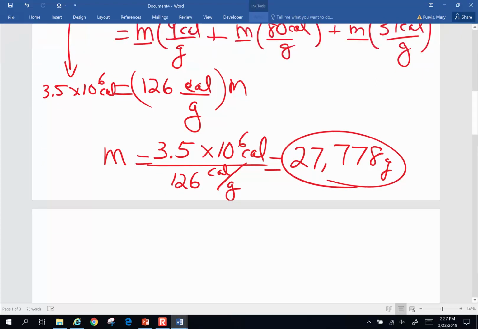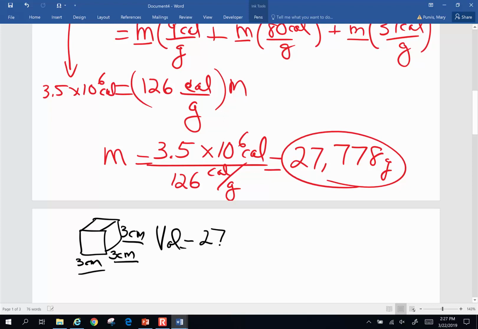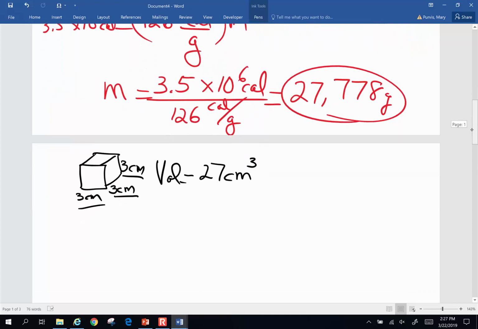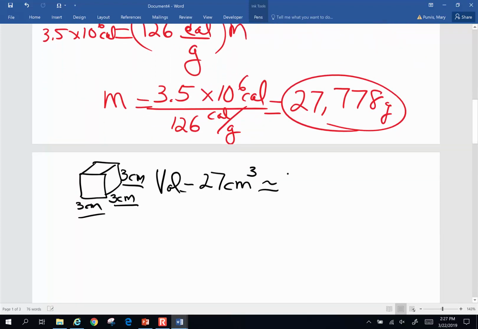Now the question was not how many grams of ice, the question was how many ice cubes. Well, we were told that one of these ice cubes is 3 centimeters on a side. 3 centimeters high, 3 centimeters wide, 3 centimeters deep. So the volume of one cube is going to be 3 times 3 times 3, which is 27 cubic centimeters. Well, 27 cubic centimeters is the same as 27 milliliters.